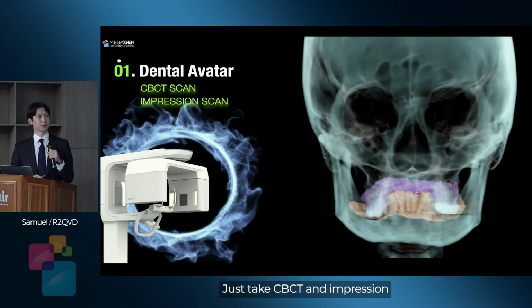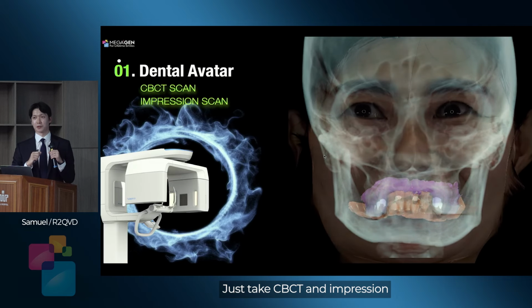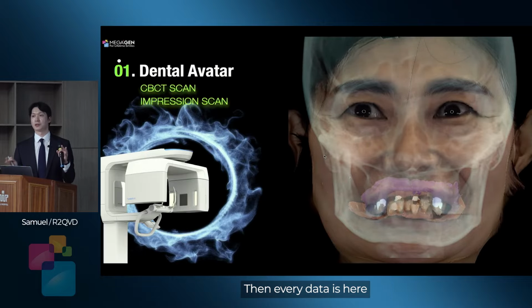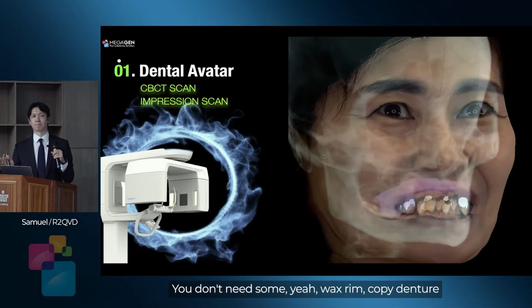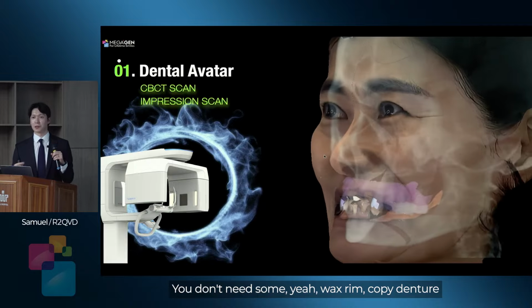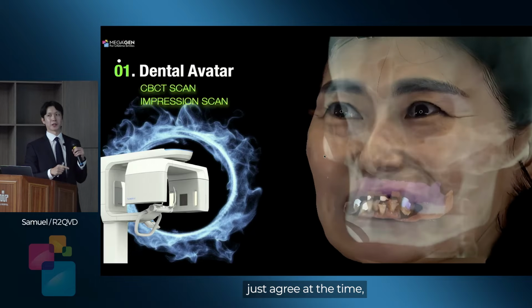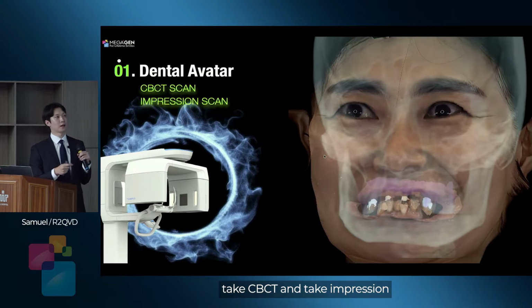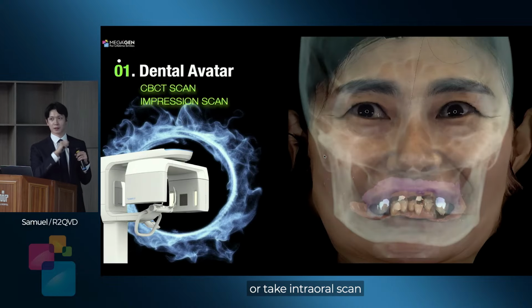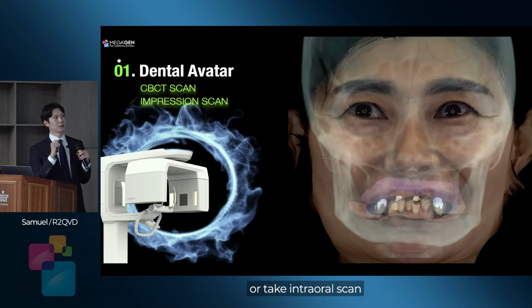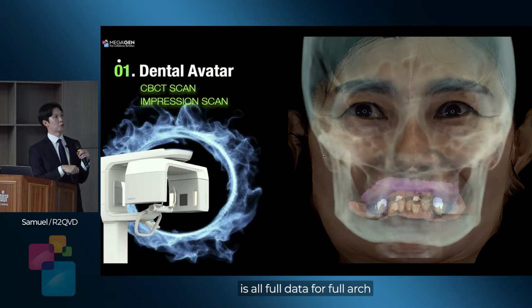If the patient agrees at that time, you just take a CBCT and an impression. Then every data is here. You don't need a wax rim or copy denture, and you don't need that time. Just, when they agree, take a CBCT and take an impression or an intraoral scan. It's all full data for the full arch.